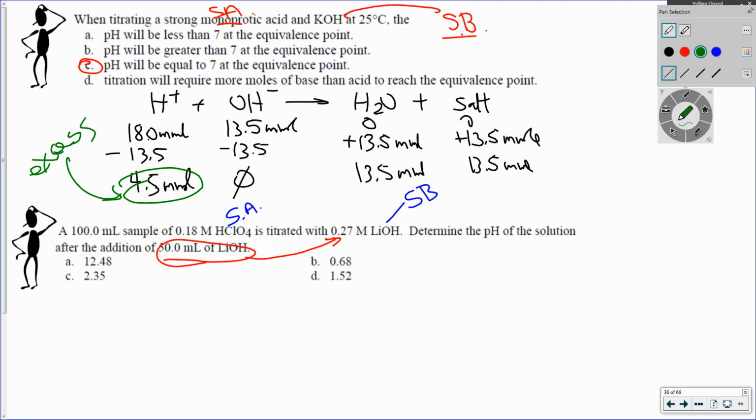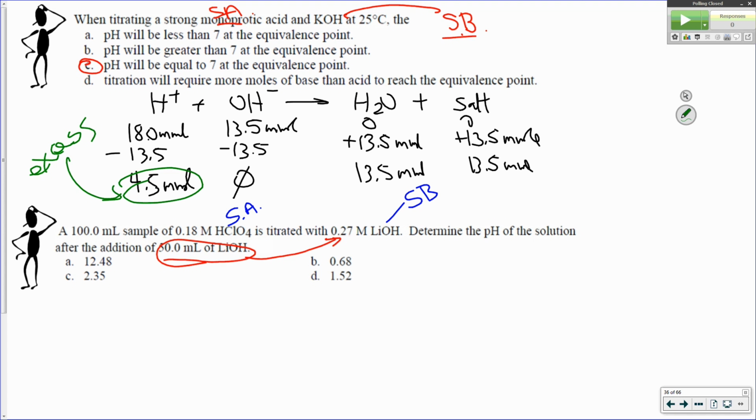So if I look at this, what are the possible answers if you have excess H plus? So I've got excess H plus. Are all of these possible answers? Which one's not a possible answer? Okay, very good. So by process of elimination, I can eliminate that one.